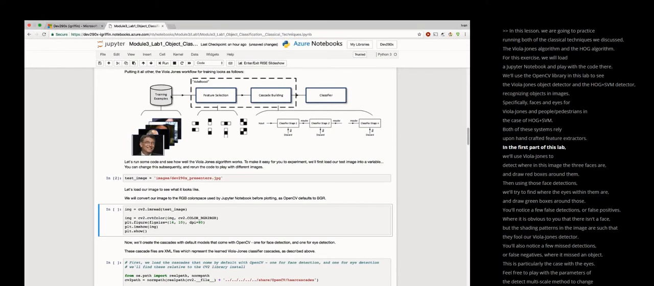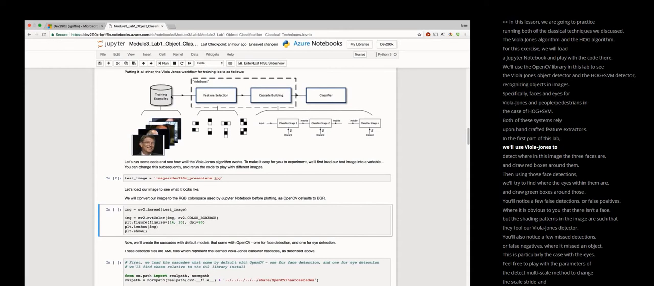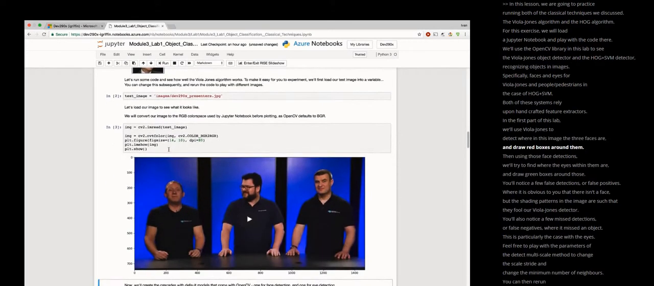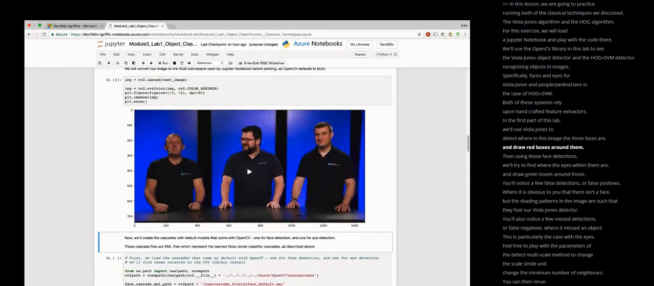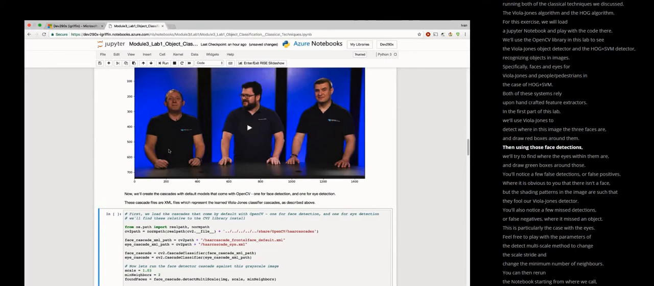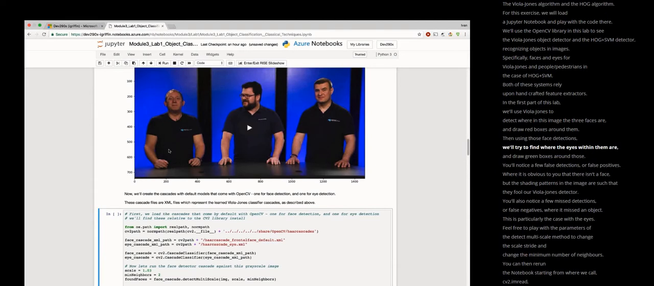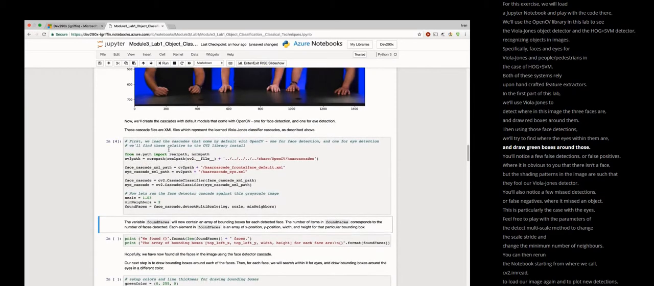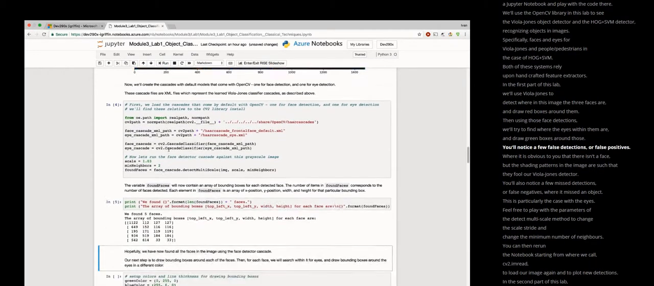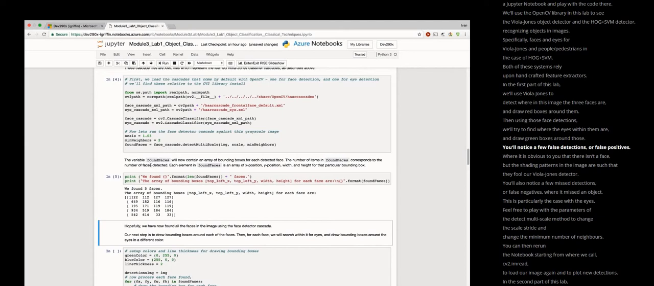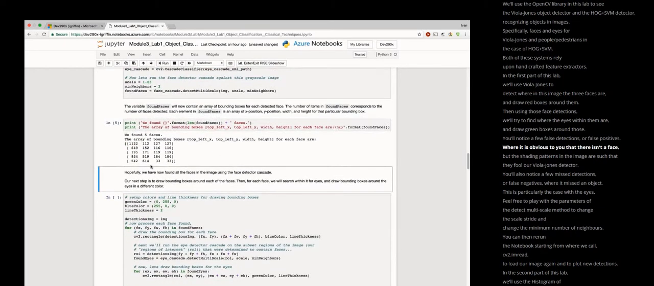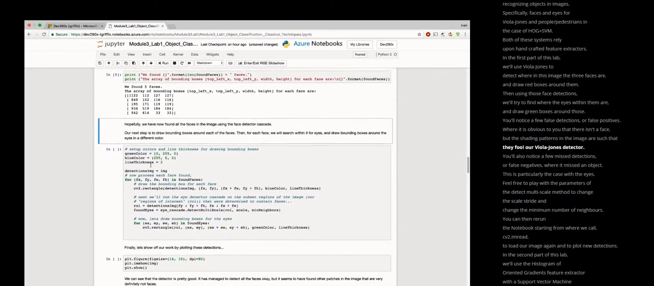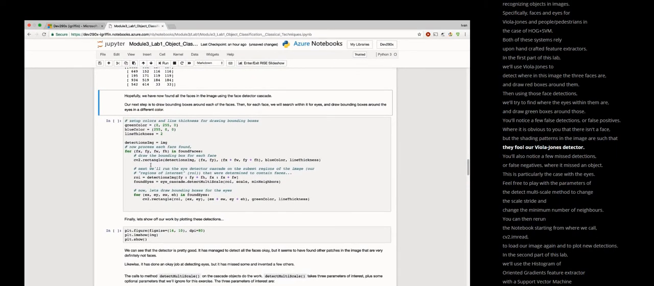In the first part of this lab, we'll use Viola-Jones to detect where in this image the three faces are, and draw red boxes around them. Then, using those face detections, we'll try to find where the eyes within them are, and draw green boxes around those. You'll notice a few false detections, or false positives, where it is obvious to you that there isn't a face, but the shading patterns in the image are such that they fool our Viola-Jones detector.